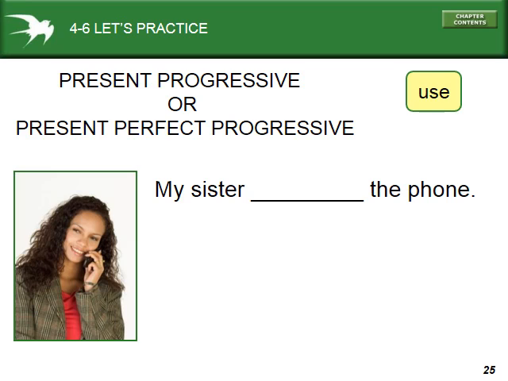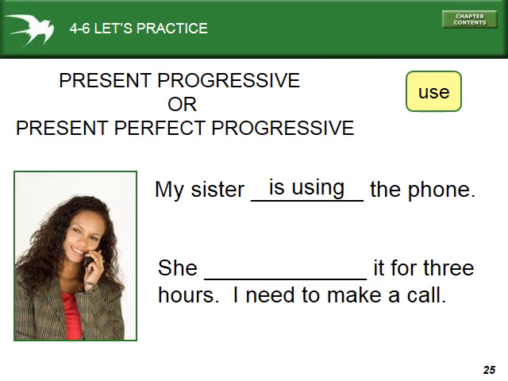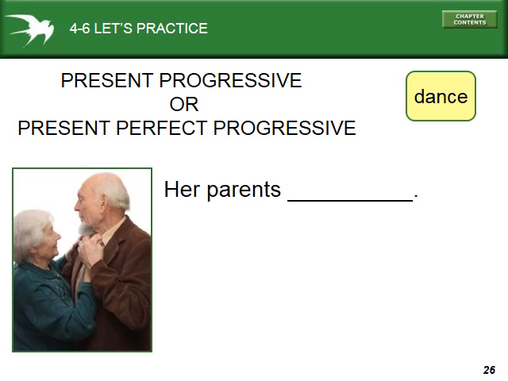So here's the question: do we use the present perfect or the present perfect progressive? So we look at her right now. What is she doing? She's using the phone. Okay, we're focusing on the right now rather than the duration. But she has been using it for 3 hours. I need to make a call. We're focusing on the duration, not the right now.